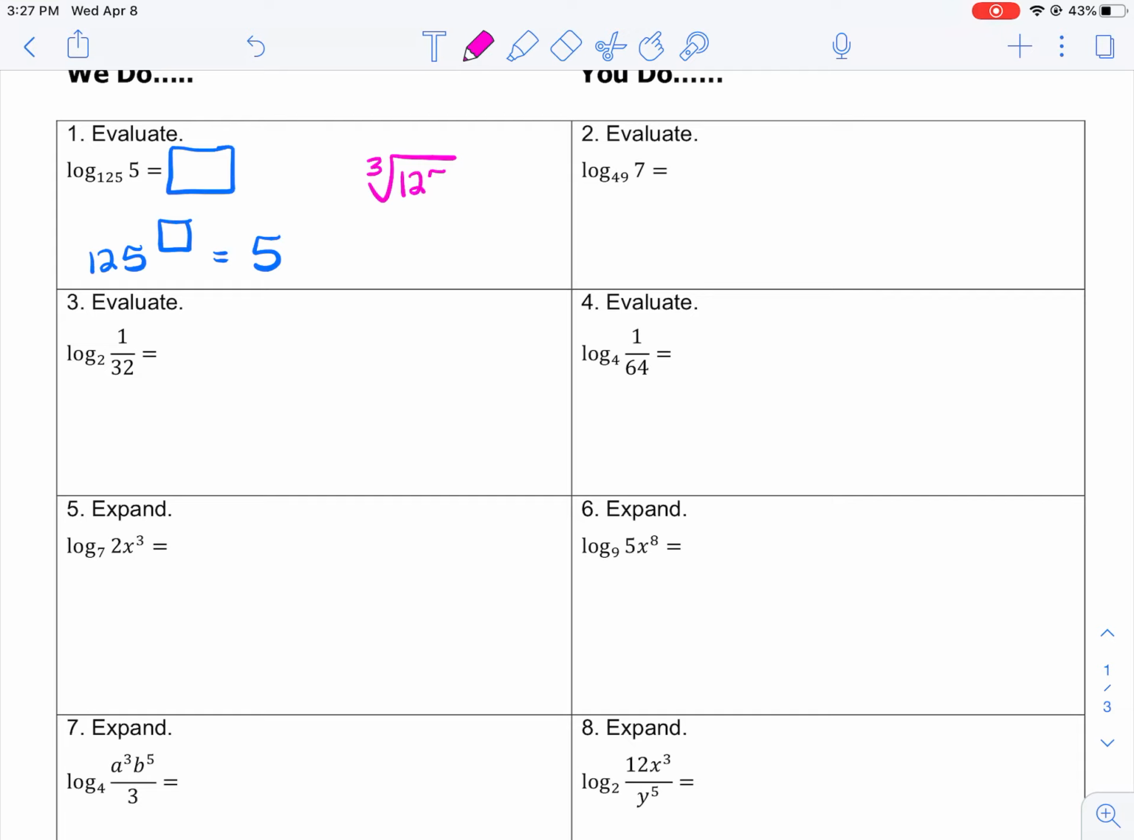The key is we can take the cube root of 125. We know the cube root of 125 is 5. So we need a way to write the cube root of 125 as 125 to a power. Remember in the last unit we learned that 125 to the 1/3 power is the same as taking the cube root. And so the answer to the log is 1/3. Okay, so pause the video and try number 2.